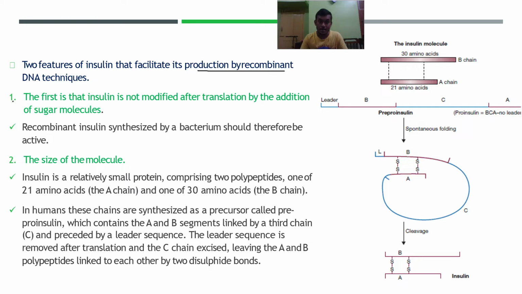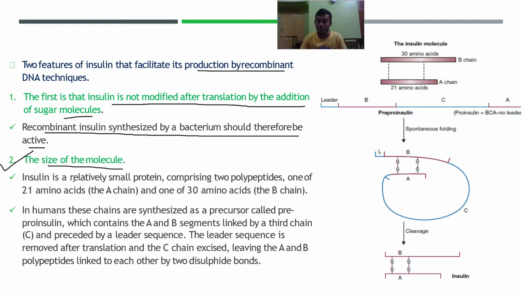So some of the features that it contains, which are very useful for us to use it as a recombinant source: the first is that the insulin is not modified after translation by the addition of sugar molecules. So the recombinant insulin synthesized by the bacterium should therefore be active. After translation there is no addition of sugar molecules to the normal insulin molecule. Alright, and secondly is the size of the molecule.